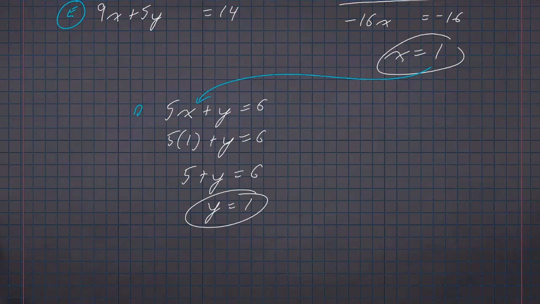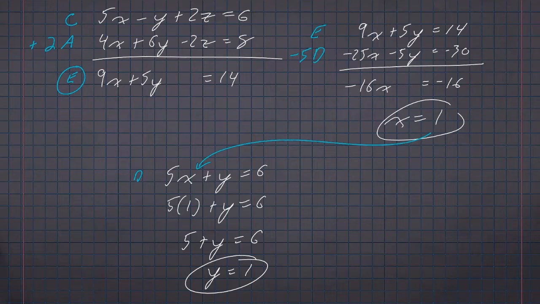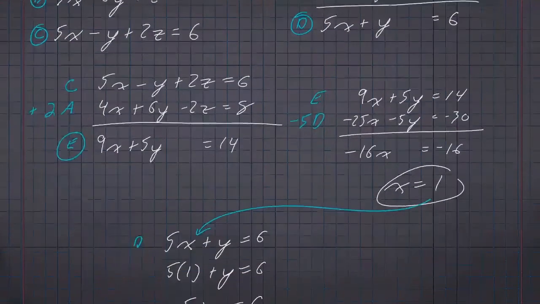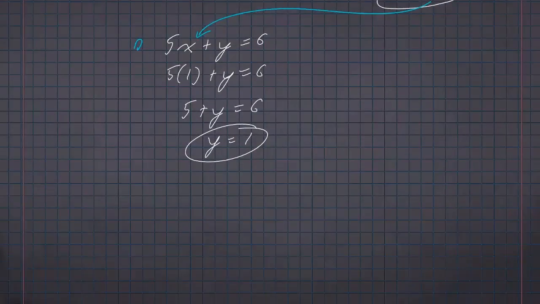Now I can go back to one of the equations we started with. So I have to scroll all the way back up and choose one of equation A, B, or C, which are the only places that still have the variable z in them. I can choose any one of them. It looks like equation B is going to be the easiest to work with. 3x minus 2y plus z equals 2. So I'll come down here and I'll rewrite equation B. 3x minus 2y plus z equals 2.